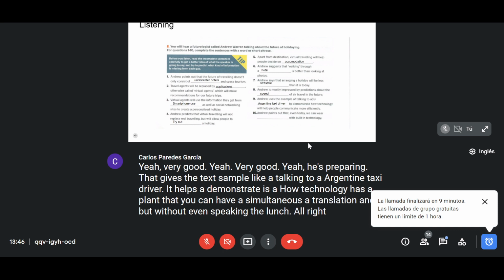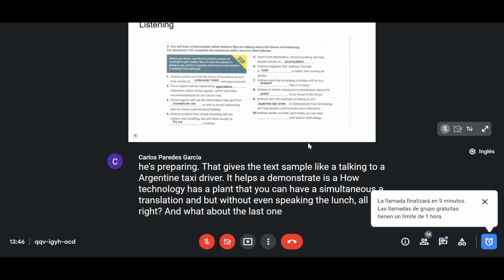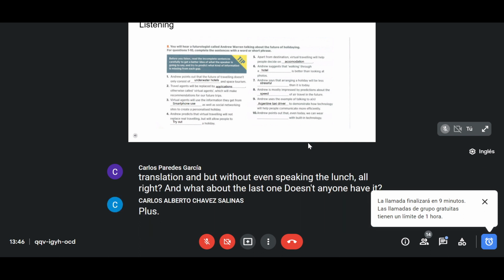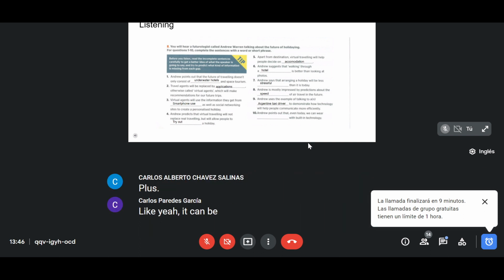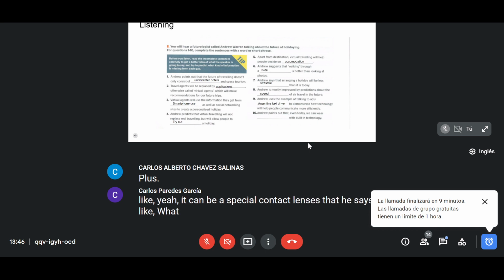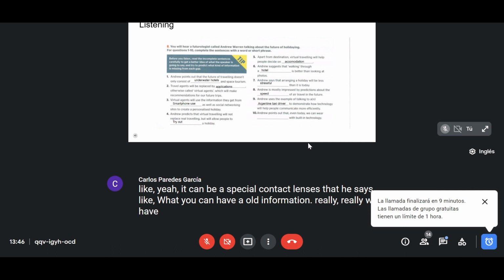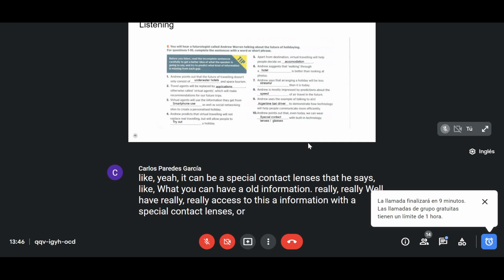All right. And what about the last one? Does anyone have it? Glasses. Yeah, it can be special contact lenses that he says, where you can have all the information, well, have really access to this information with special contact lenses or glasses. All right.